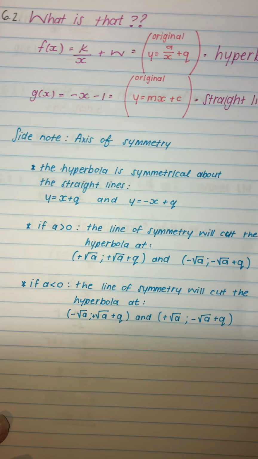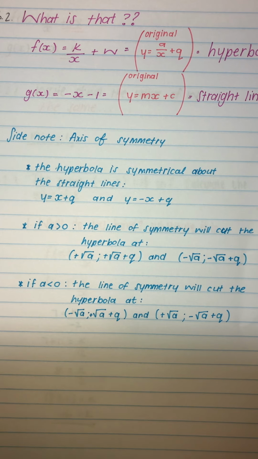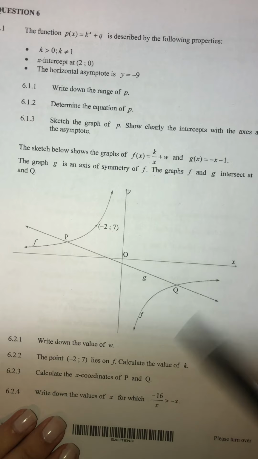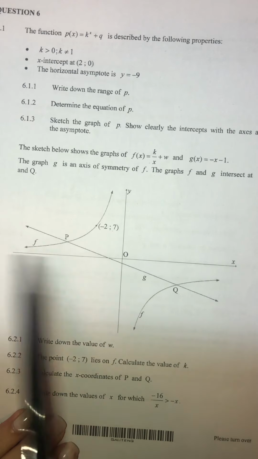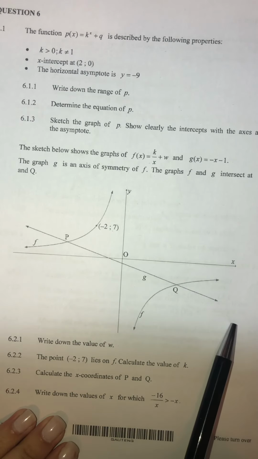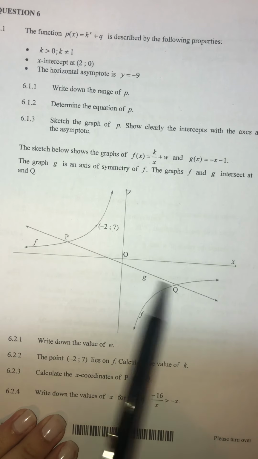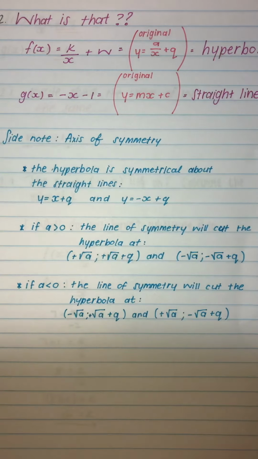Now, for a side note, axis of symmetry. I don't know to what extent you have done this before, but here is a quick reference. The hyperbola is symmetrical about the lines y = x + q and y = -x + q. So for this one, here's the hyperbola, and they say this is the axis of symmetry. So that's what we're talking about now, this straight line.